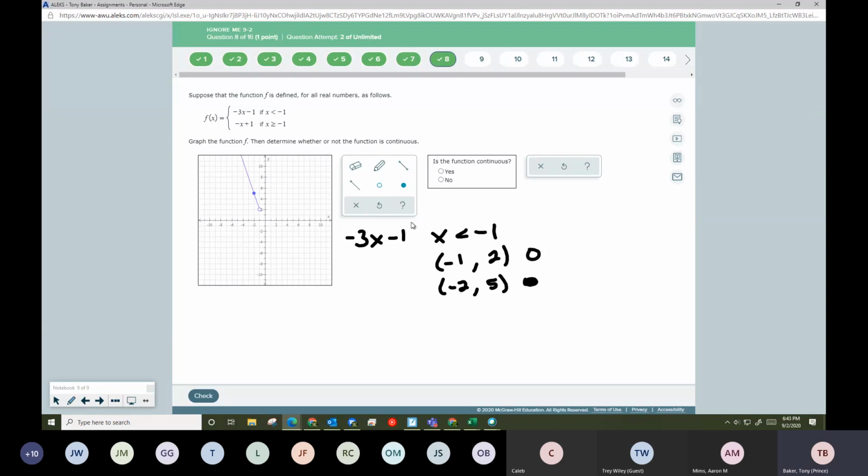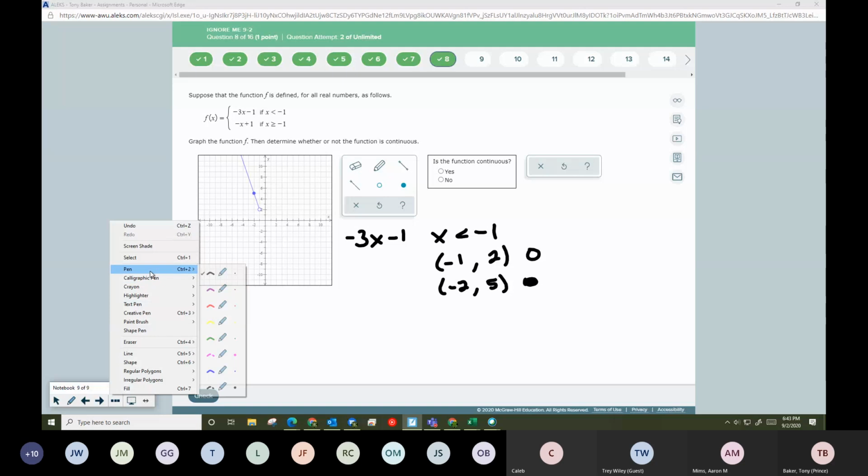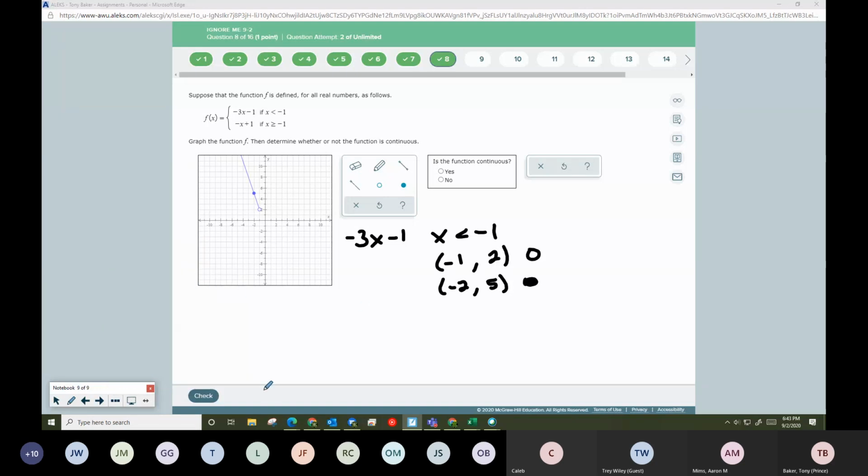Much better. All right, so now I'm going to do the next one. So I got negative x plus 1, and this is x is greater than or equal to negative 1. So again, I do the same thing. I plug in the negative 1. I get negative 1, 2, and that's a closed dot because of the equal sign.